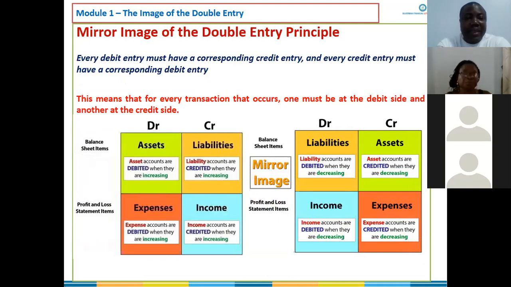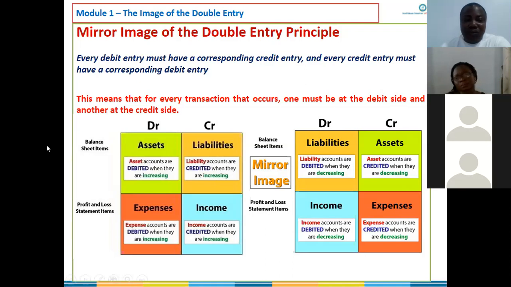And over here we said every debit entry must have a corresponding credit entry, and every credit entry must have a corresponding debit entry. This means that for every transaction that occurs, one must be at the debit side and another at the credit side. That is the basis of accounting.